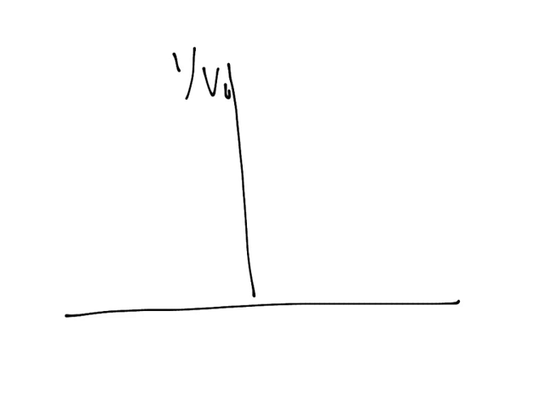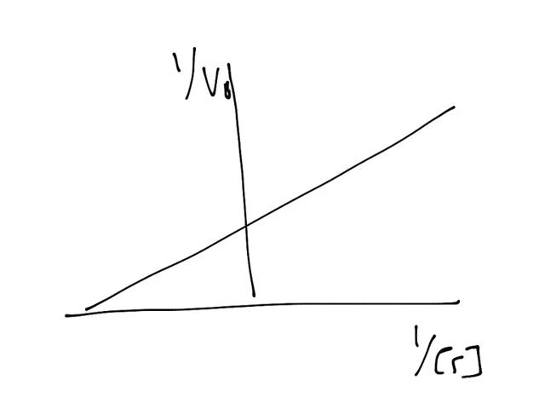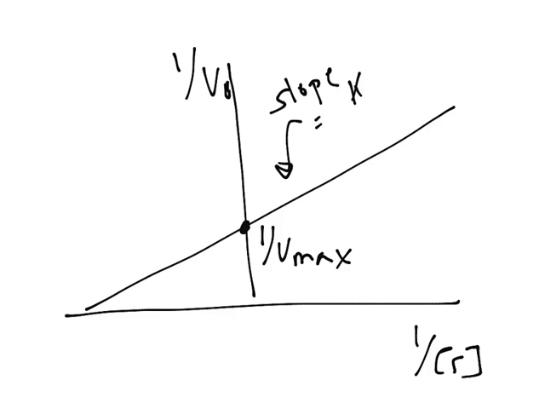So this is 1 over V0. This is 1 over the concentration of substrate. We get a line that looks like this. So the y-intercept, we already said from our equation, was 1 over Vmax. We know that the slope of this line was equal to Km over Vmax. And in fact, if you went back and plugged in 1 over V0 equal to 0 and solved for the x-intercept in that equation for the line, you would find that the x-intercept was equal to minus 1 over the Km value.